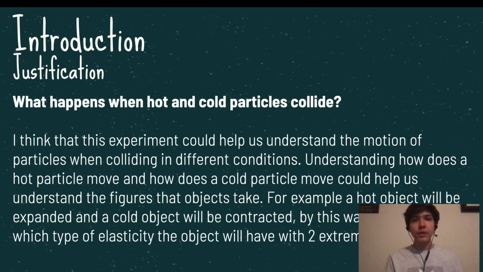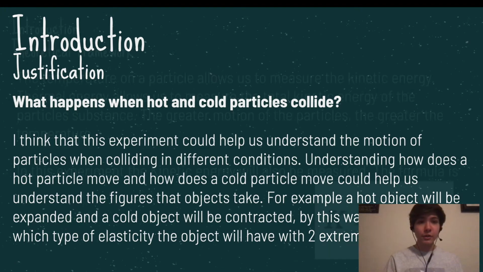For example, the temperatures can combine, or the kinetic energy will be stable, or one object will take the other's temperature. There are many things that could happen in this experiment. I think that understanding how a hot particle helps to take an object's shape. For example, a hot particle will be more expanded while a cold particle will be contracted. So understanding this kind of collision could give us further knowledge of the object's shape and collisions.